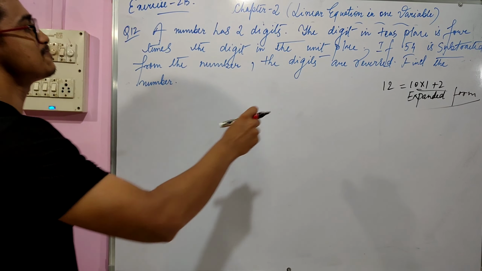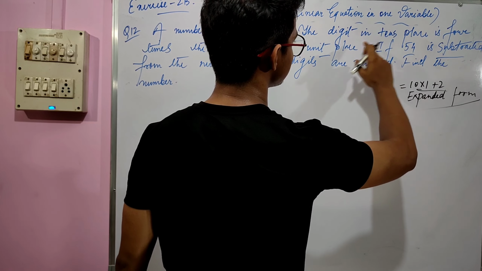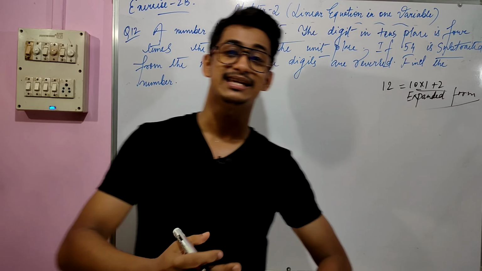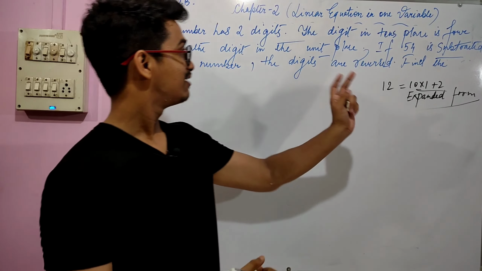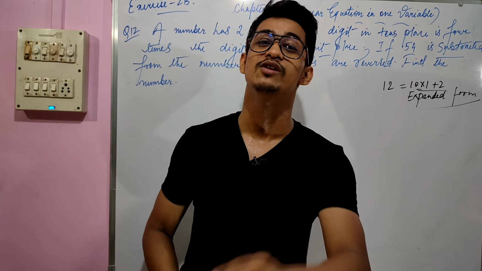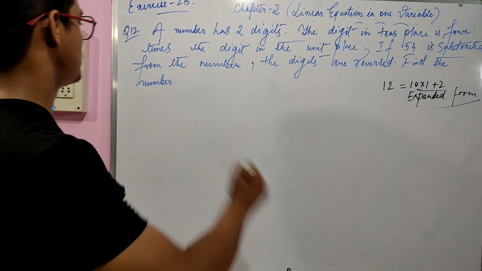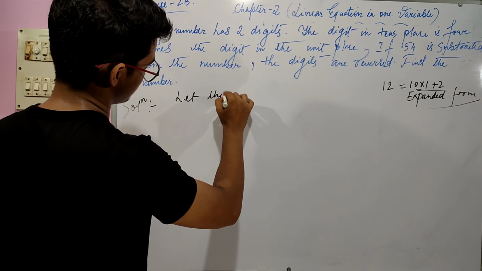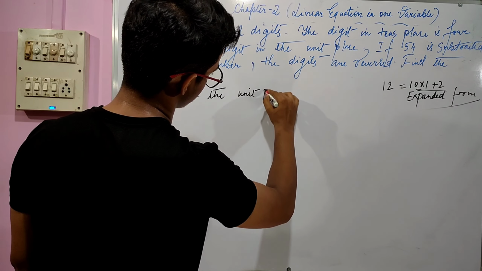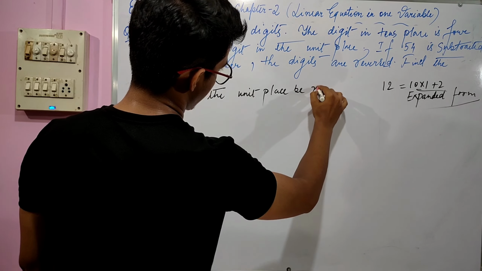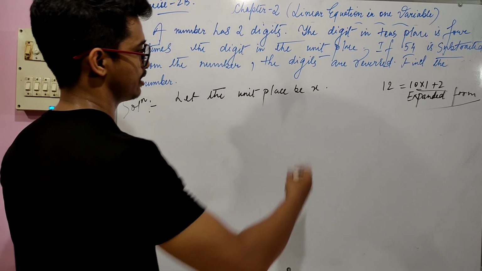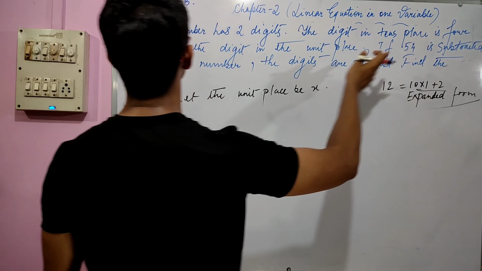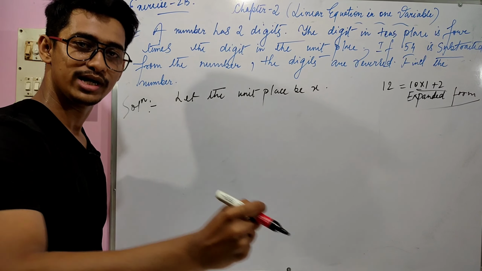So here, the digit in the tens place is 4 times the digit in the unit place. The tens place is basically comparing itself with the unit place, so the unit place will be our x. Solution: let the unit place be x. Therefore the tens place, being compared with the unit place, will be 4 times, which means 4 into x.